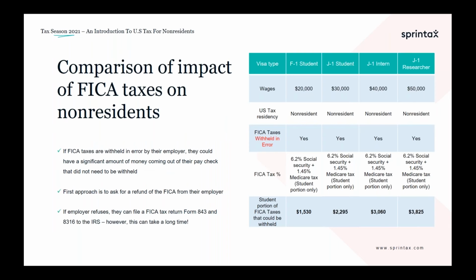We just wanted to give you a quick overview of the impact that having FICA withheld incorrectly from your pay can have on your wages. If we look at the example of an F1 student receiving $20,000 in wages, if they have had FICA withheld incorrectly from their pay, that can result in around $1,500 being withheld that didn't need to be withheld. And when you're applying for a FICA refund, it can be a lengthy process and can take a little bit of time. So it's important to make sure that your employer is aware of your tax position and as a result taxes you correctly, to avoid having anything withheld that doesn't need to be withheld.